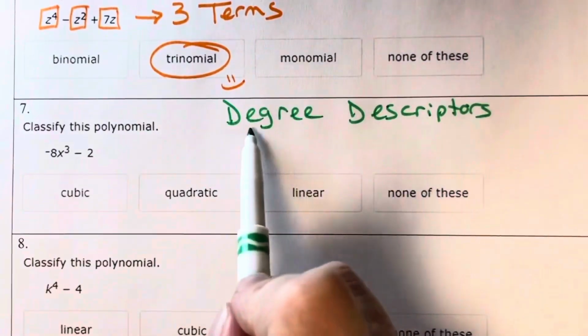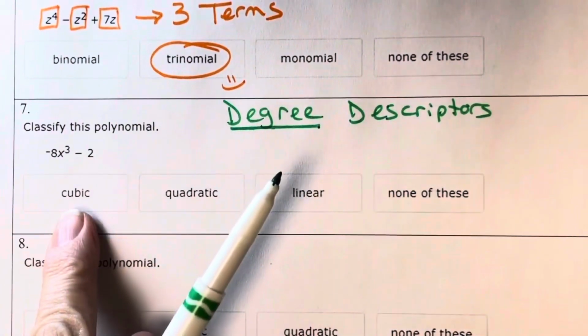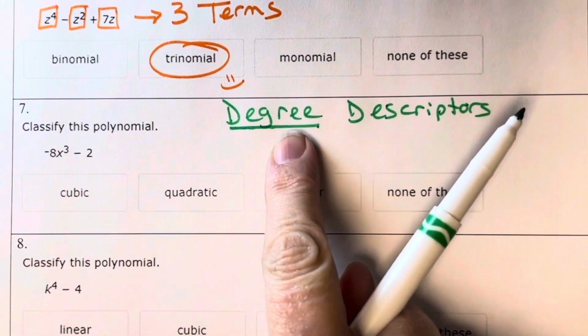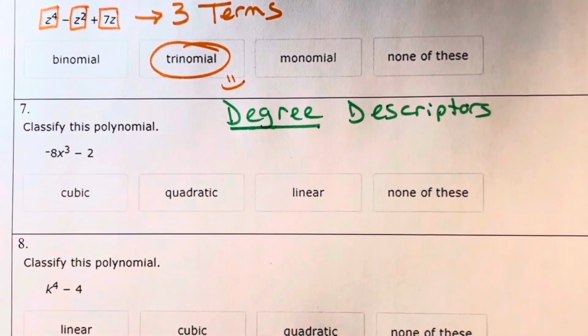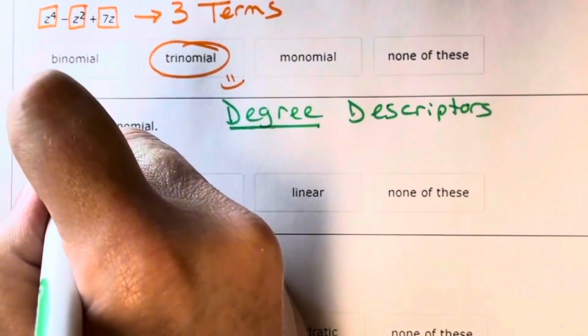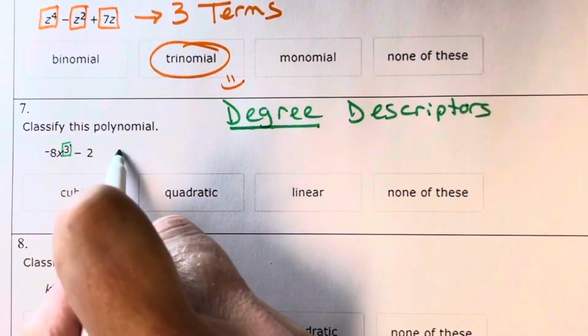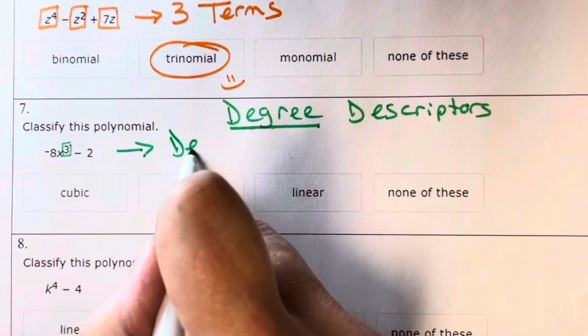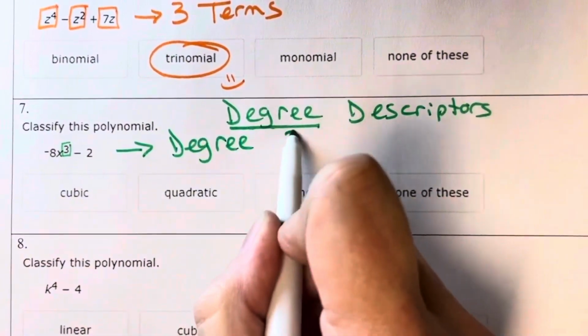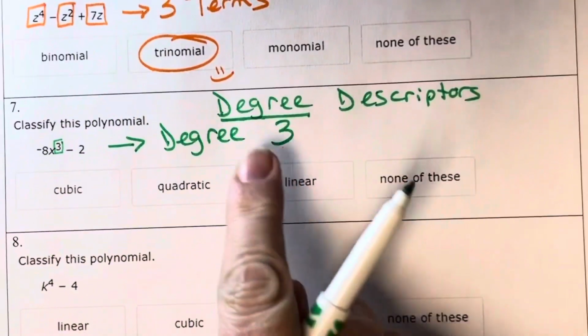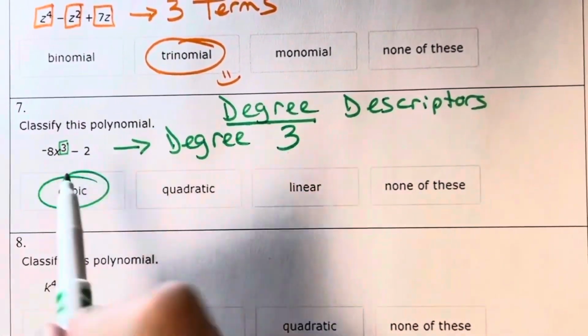Here in example 7, we see that we have cubic, quadratic, and linear as our options, and those are degree descriptors. So with the degree, we are looking at your highest, largest exponent, which in this case is a 3. So cubic, quadratic, and linear, a degree of 3 is going to be a cubic.